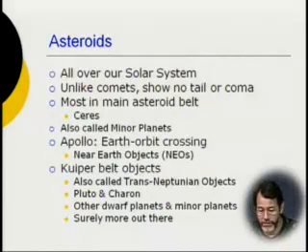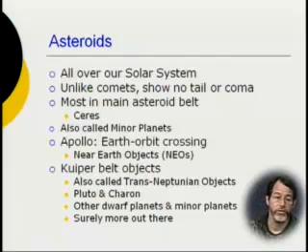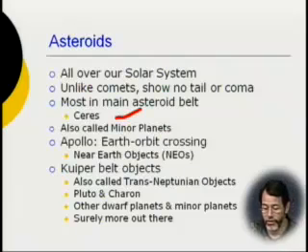Okay, so let's talk about asteroids. As I said before, they're all over the solar system, but most of them are in the asteroid belt between Mars and Jupiter. There's a visual distinction. They are confused with comets. There's a visual distinction in that, as I said earlier in this class, they show no tail or coma. Ceres is an asteroid in the asteroid belt. They're also called minor planets.